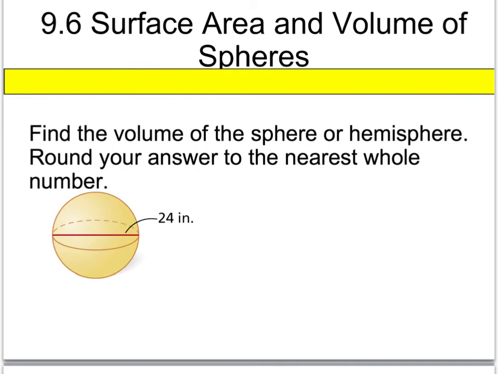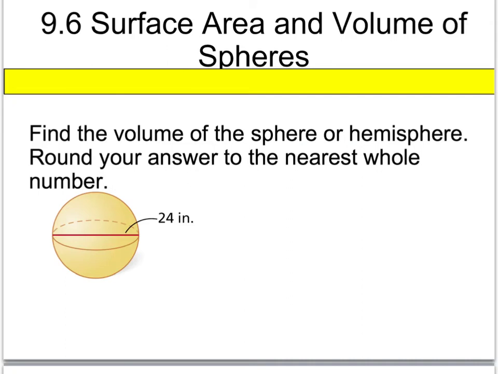Okay, so now it says find the volume of the sphere or hemisphere. So this one, we know, is that a sphere or a hemisphere? You got it. It is a sphere. A sphere is going to be that entire solid that looks kind of like a tennis ball. Your hemisphere is that solid cut in half.